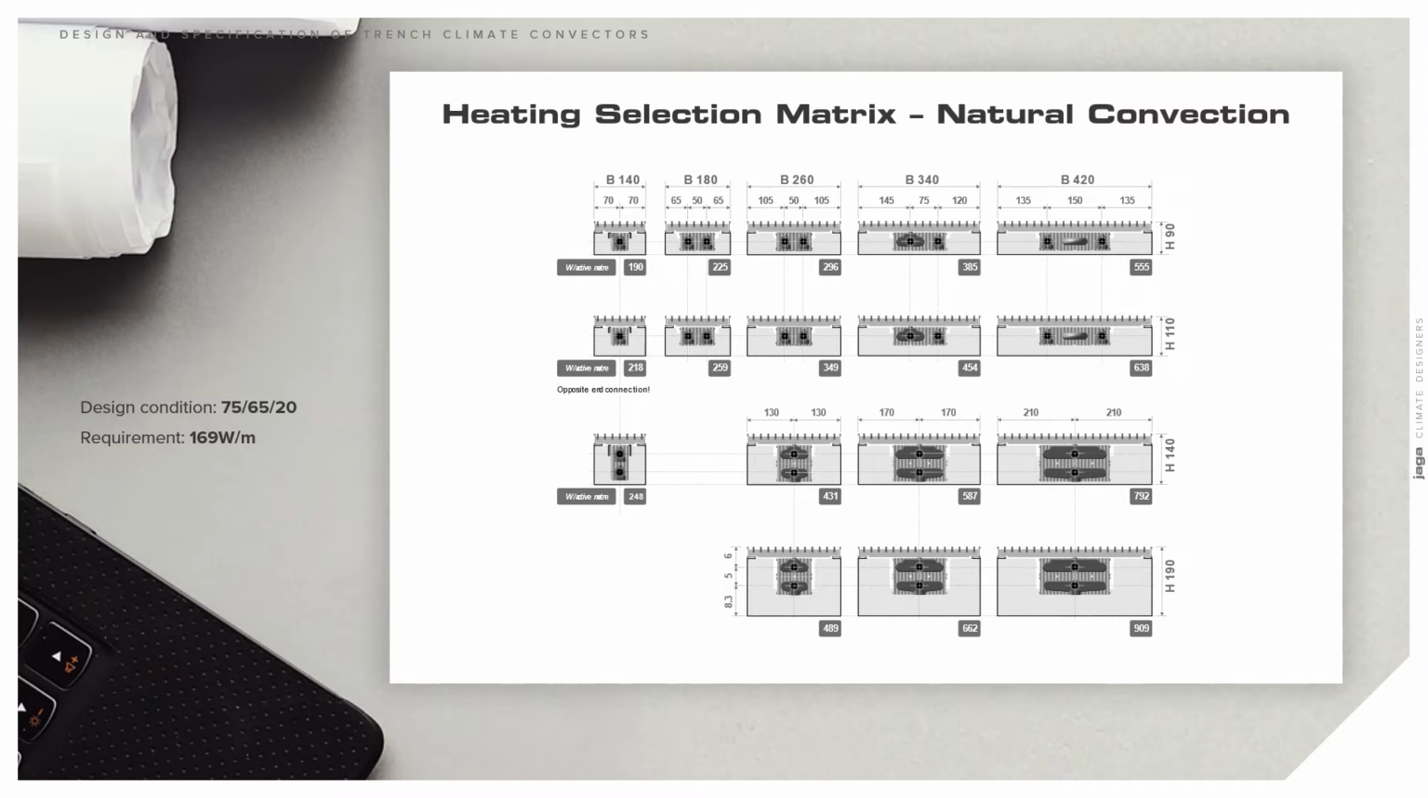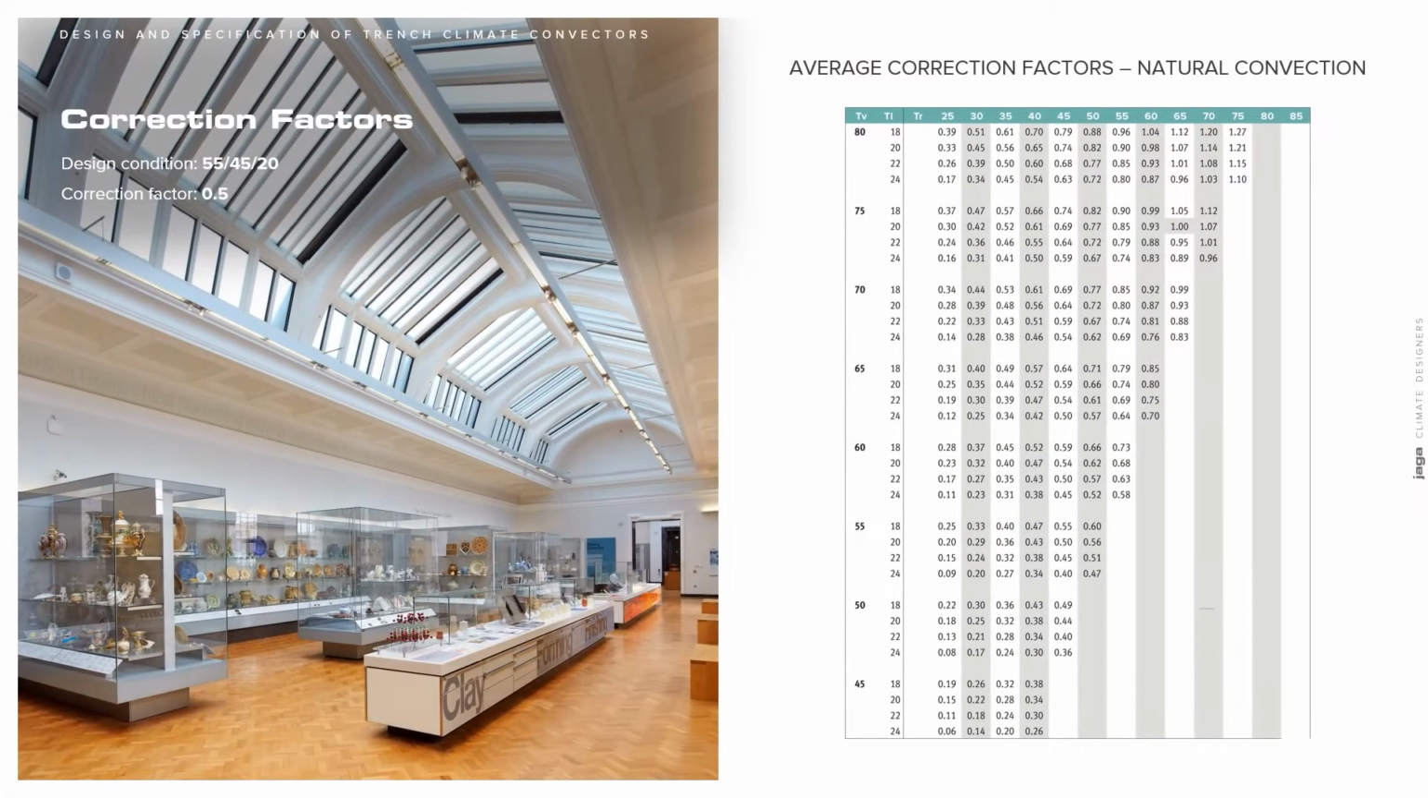This particular matrix is based on given design conditions, in this case 75-65-20, so no correction factor applies. From the matrix, you can see that a unit with a height of 90 mm and a width of 140 mm will provide 190 watts per meter, so it is the ideal selection for the heat requirement of 169 watts per meter. What if the design conditions are different?